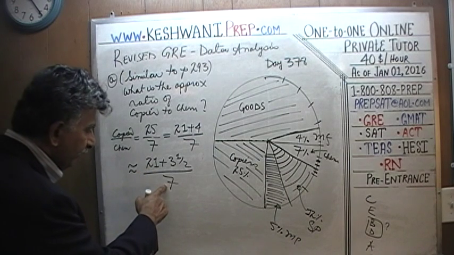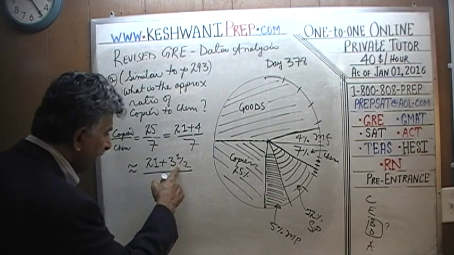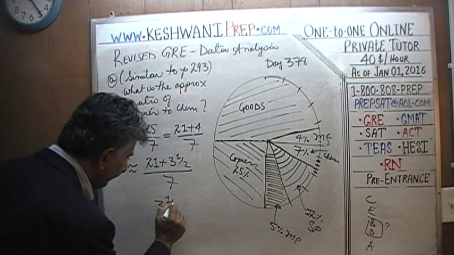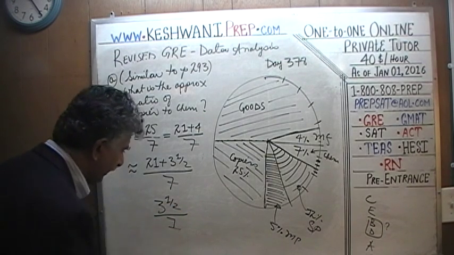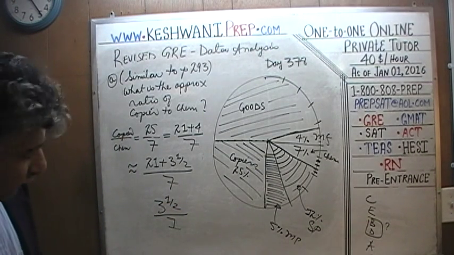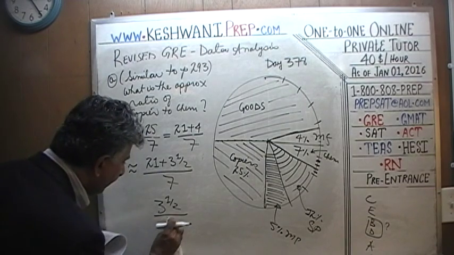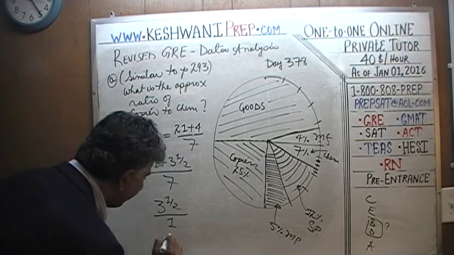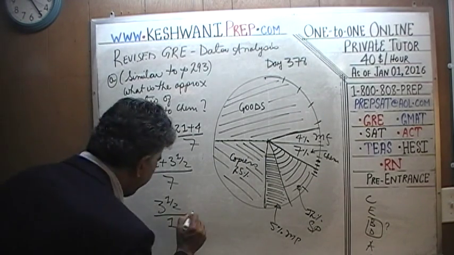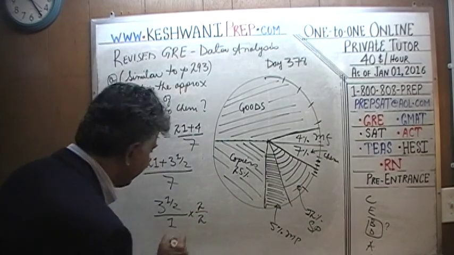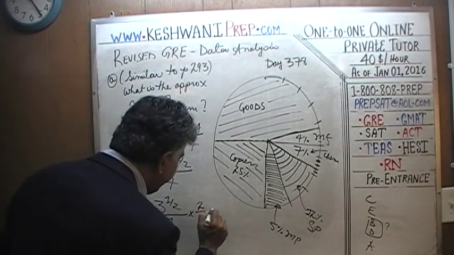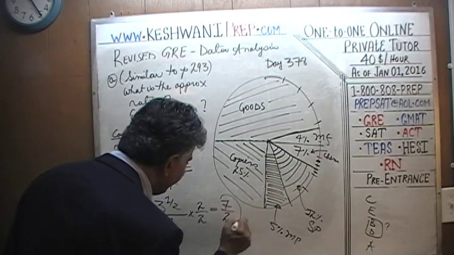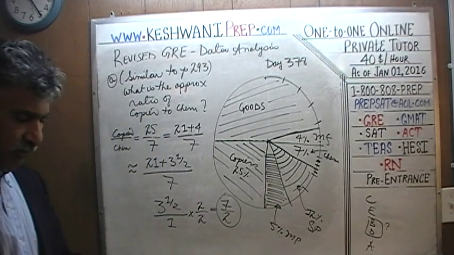21 divided by 7 is 3, and 3.5 divided by 7 is half. That's the ratio. 3.5 to 1. The ratio is 3.5 to 1. Of course, we can't leave it like this, so we have to multiply top and bottom by 2. And if you multiply top and bottom by 2, you will find that the approximate ratio is 7 to 2. Approximate ratio is 7 to 2.